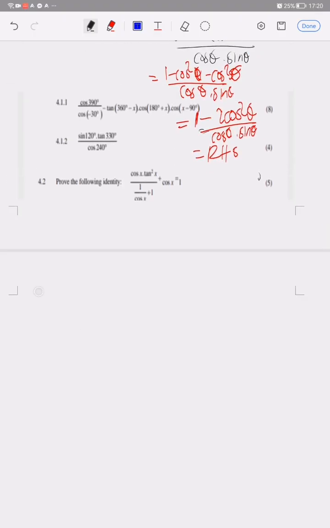Okay, so what do we have here? Let's see. We have 4.1.1: cos 390 over cos negative 80, minus tan(360 minus x), over cos(180 plus x), cos(x minus 90). Right, so I'll show you how you attain the whole 8 marks.